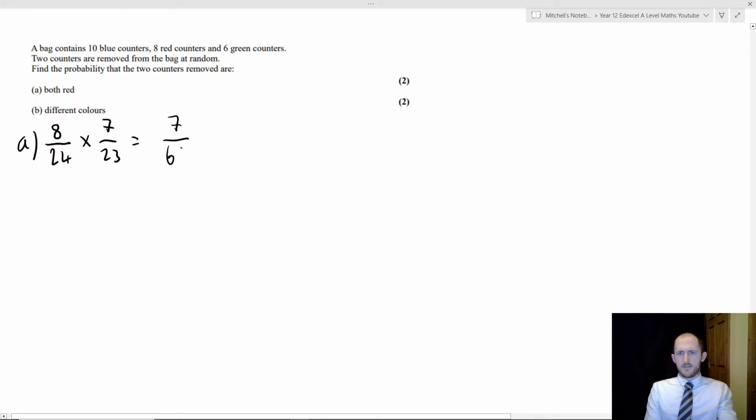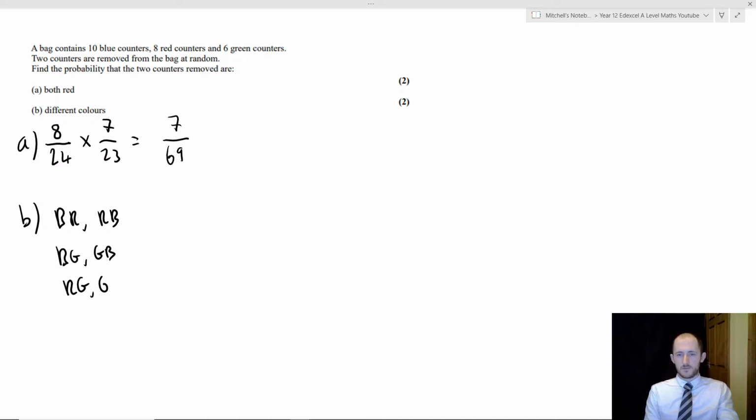Now part B is where it gets ever so slightly interesting. We need to find the probability that they're just different colours. So now we need to write down all of the combinations where you have blue and then red, red and then blue. You also have blue and green, green and blue, and lastly you have red and green, green and red. So that should be all of the combinations that you can get.